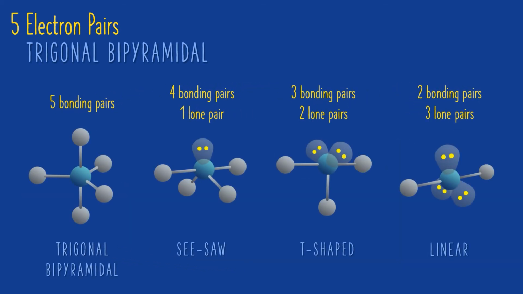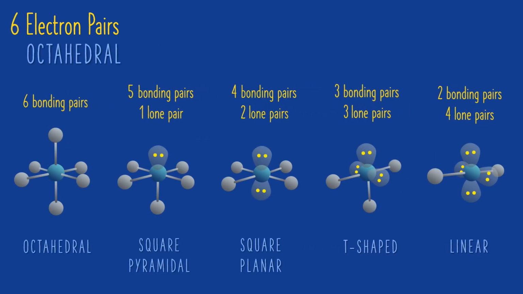For the 5 electron pairs, we have the trigonal bipyramidal, the seesaw, the T-shape, and the linear. For the 6 electron pairs, we have the octahedral, the square pyramidal, the square planar, the T-shaped, and the linear.